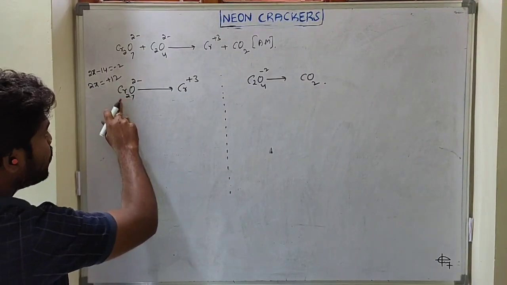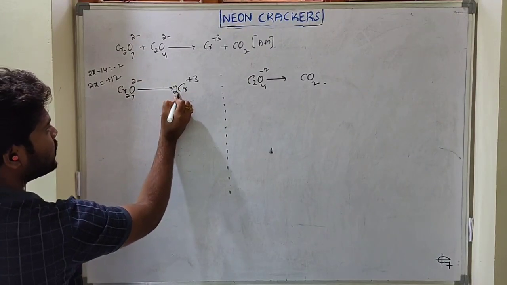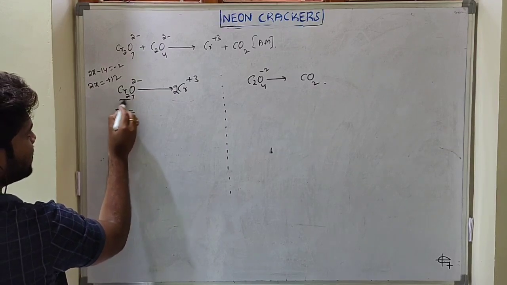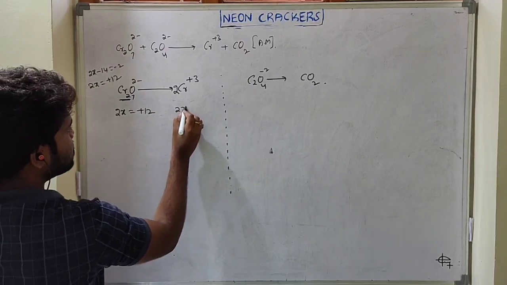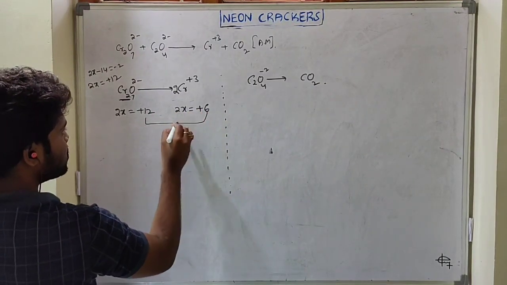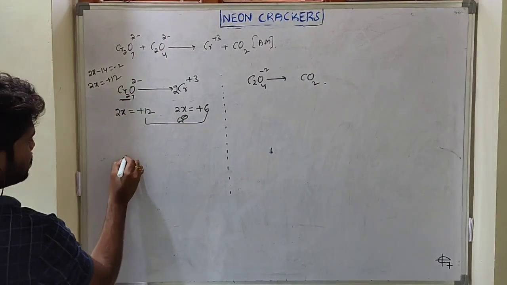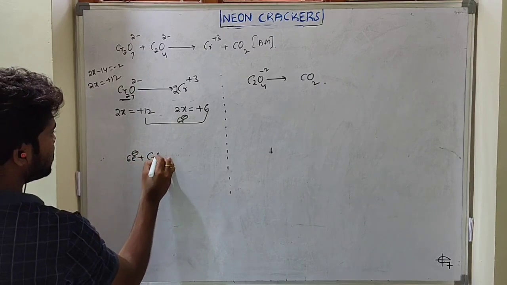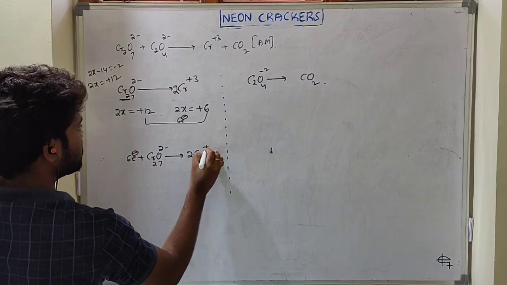But how many chromium atoms are here? Only 2 are there, and here only 1 is there, so it should be multiplied by 2. Then 2x equals plus 12 on one side and plus 6 on the other. The difference is 6 electrons, to be added to the higher oxidation side. So I'm adding directly 6 electrons plus Cr2O7 minus 2 to 2Cr plus 3.